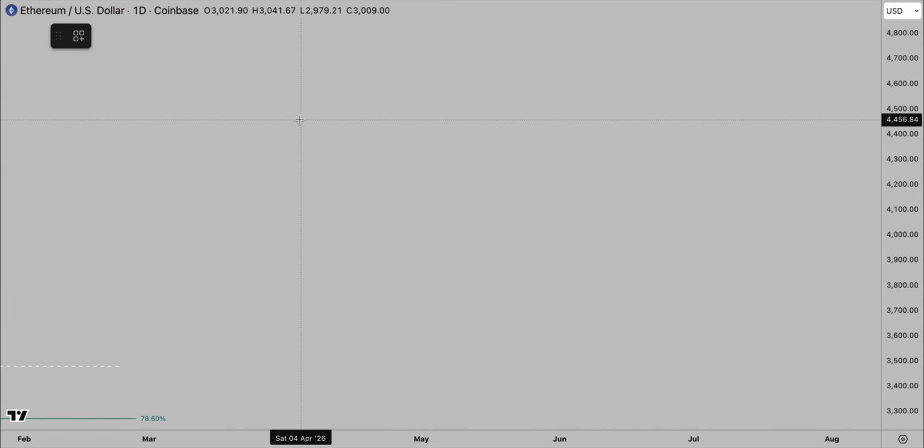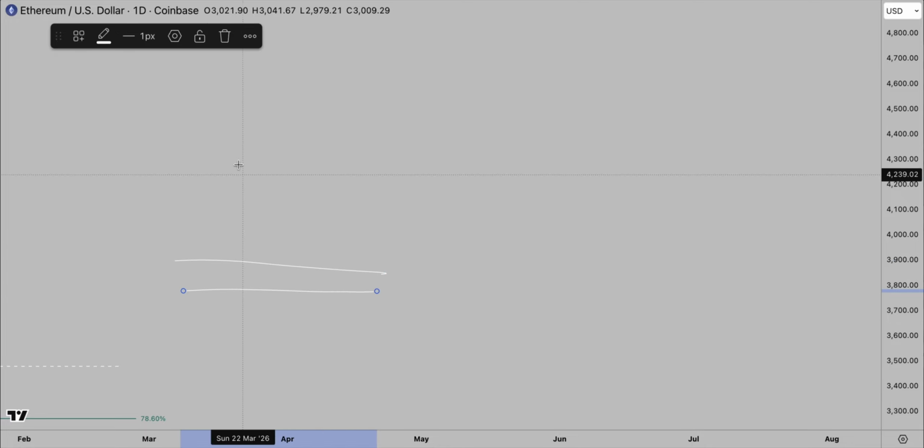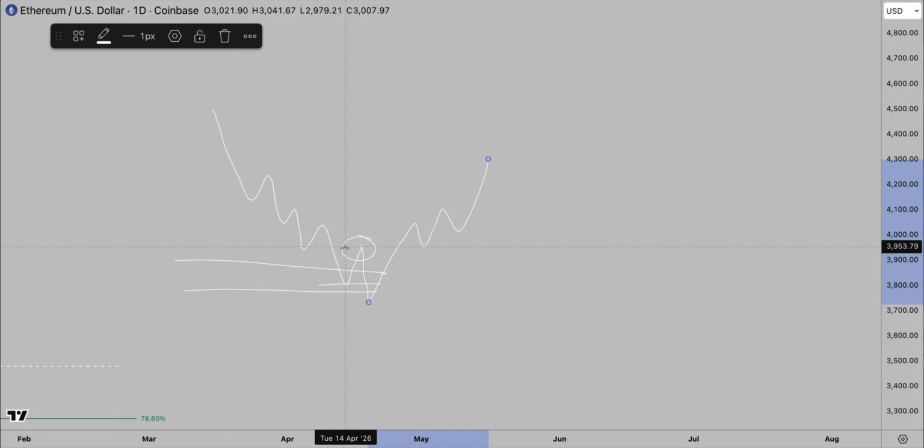Price comes into a key area. As we move down, price comes into a key area. We'll get a move up. This gets people on the wrong side of the trade. We'll get a move down, sweep of liquidity, and then we'll get the move to the upside, break of market structure, and we'll continue moving up from there.